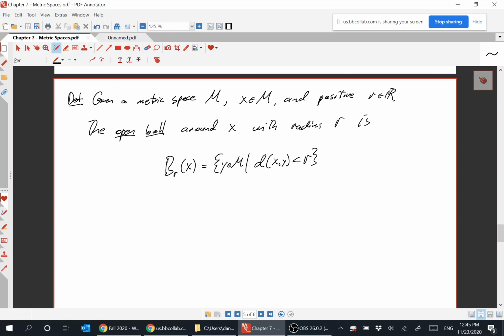An element in M, would that be a set of points? Or, no, would that be one point. The metric space is just a set of points.